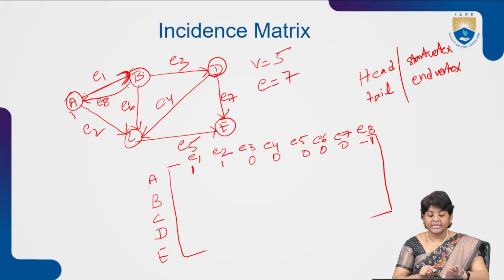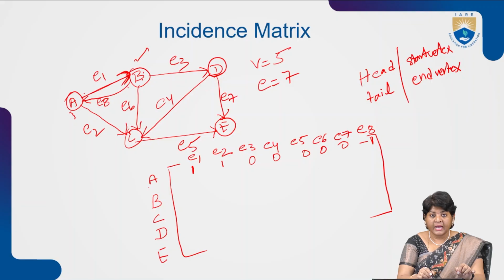Next, when coming to vertex B, B is a starting vertex for D and C. We can also consider that B is traversing from B to D with edge E3. So at E3 we will mark it as 1 and at E6 we will mark it as 1, and the rest of the edges we will mark as 0.